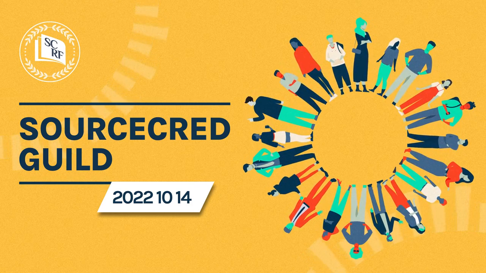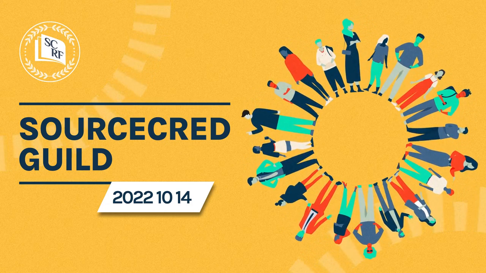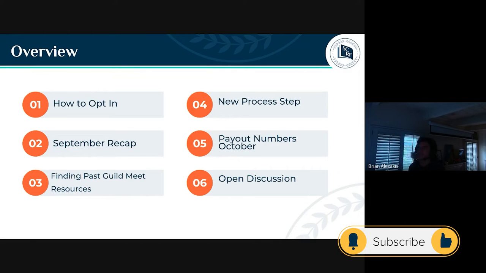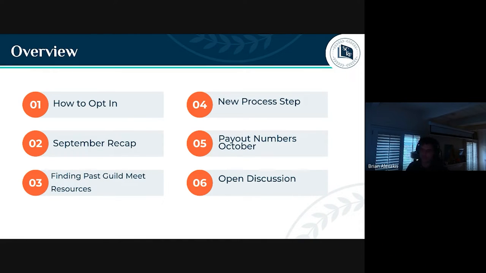Here is a quick overview of what we're going to discuss today: a review of how to opt in, a recap of last month, a little bit of extra information, a review on how to find the past guild meeting resources, because we've been running this for a few months now and are building a list of resources. We have a quick comment on a process step that we're doing each month, and then we're going to review the payout numbers, and lastly, host an open discussion for a couple of topics that we'll go through when we get there.